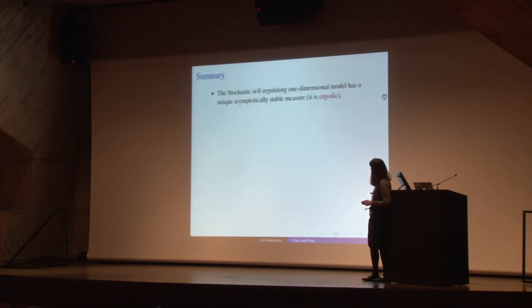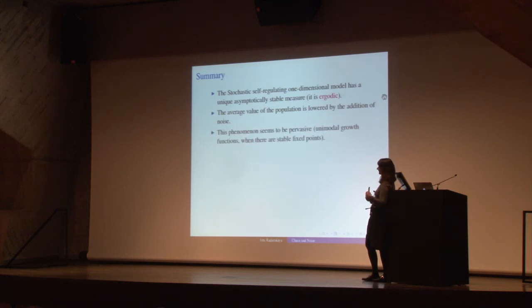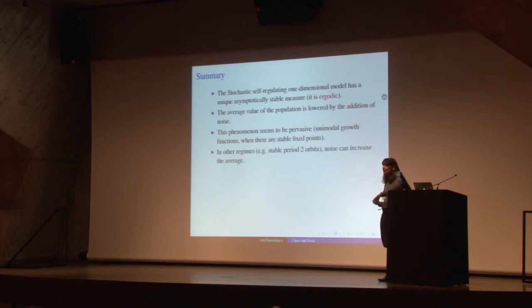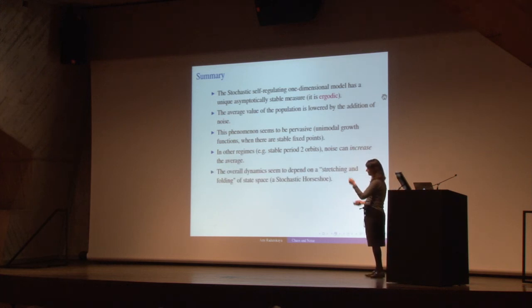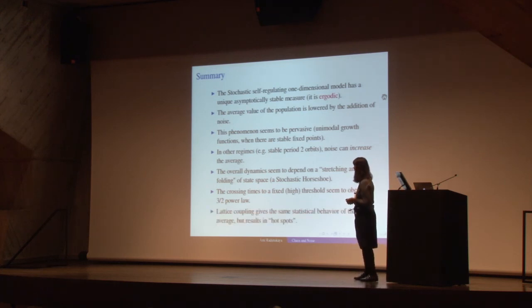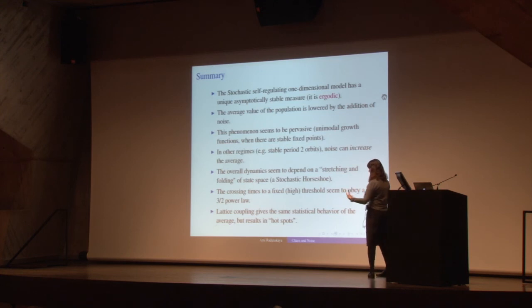Okay, so in summary, we showed that this stochastic self-regulating one-dimensional system was ergodic, meaning it had a well-defined average, and that the population was lowered by the addition of noise, which you seem to find everywhere in all sorts of families of functions. In the stable period 2 regime, it flips. The overall dynamics seems to look like a horseshoe. The crossing times seem to obey a minus 1.5 power law, and lattice coupling gives these hot spots that grow as that coupling constant increases.